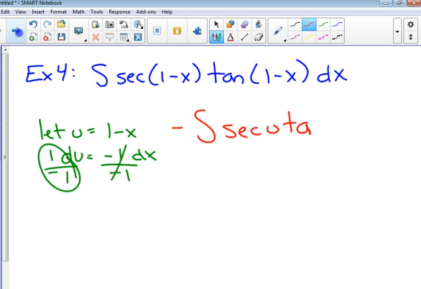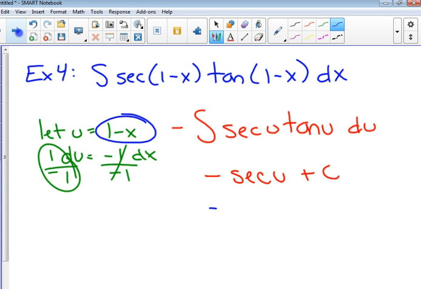Okay. Look at your green sheet. Do you guys have something for secant? Yeah, what is it going to be? Secant U plus C. Is it squared or anything? Nope, just secant, you're right, good. So when we integrate this, it's going to be negative secant U plus C, and then just make sure we plug our little minus x back in.